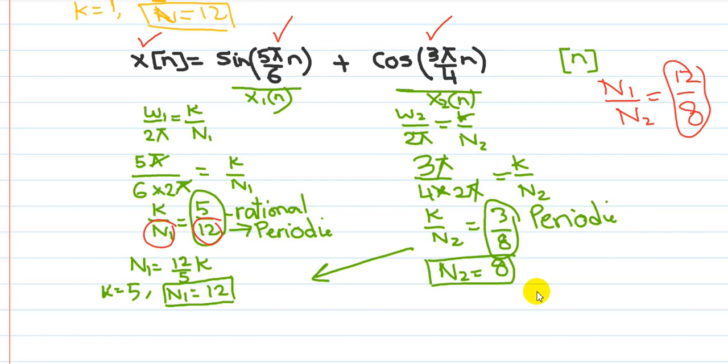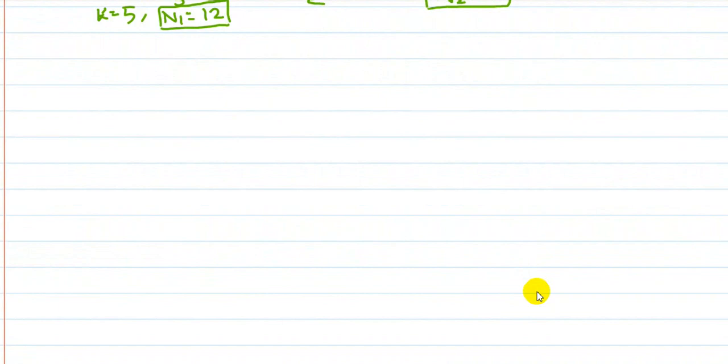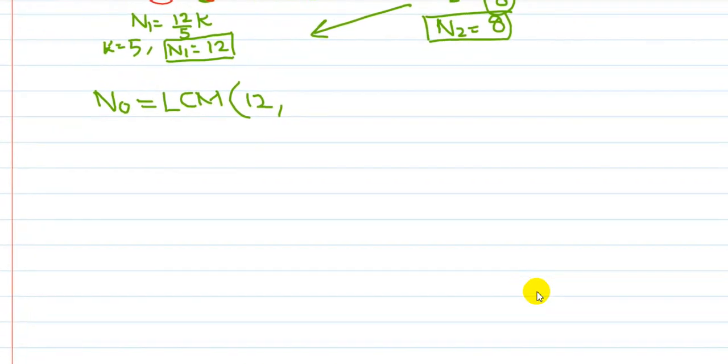Okay, so because we are interested in finding the fundamental period, n naught will be equal to the least common multiple, LCM, of 12 and 8. When you find the LCM of 12 and 8, you should get 24. This is what I got. So this signal x of n is periodic with the fundamental period n naught equal to 24.